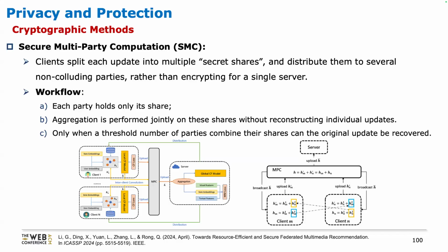FedMMR applies the secret sharing trick to the inter-client convolution step. Each client divides its item hidden vectors into shares, exchanges those shares with other clients, and then the MPC layer safely averages all of them. The result is a rich, high-order interaction embedding that can capture information across users while keeping each person's data completely private.